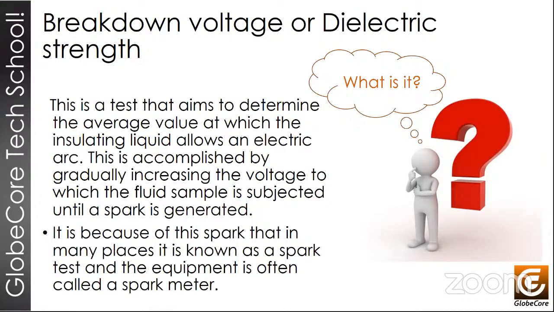So the breakdown voltage test is a test that aims to define the average value at which an insulating fluid allows an electric arc through it. This is achieved by increasing the voltage to which a fluid sample is subjected gradually until a spark occurs. And it's because of this spark that in many places this test is known as a spark test, and the equipment is also often called a spark meter.